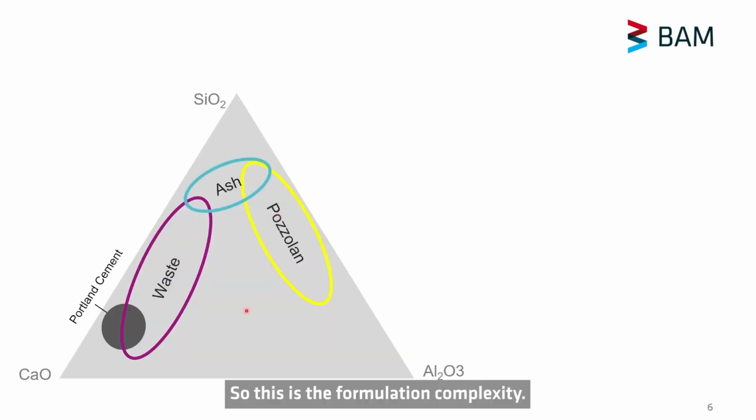So this is the formulation complexity, but there is a second complexity that comes from the precursors themselves. If you look at this oxide diagram, you will notice that Portland cement has a very defined composition, whereas alternative materials such as waste slags, fly ashes, or natural pozzolans are much more scattered in their composition. This means that one day your waste slag could have a composition in this corner, and on the next day it could be here.